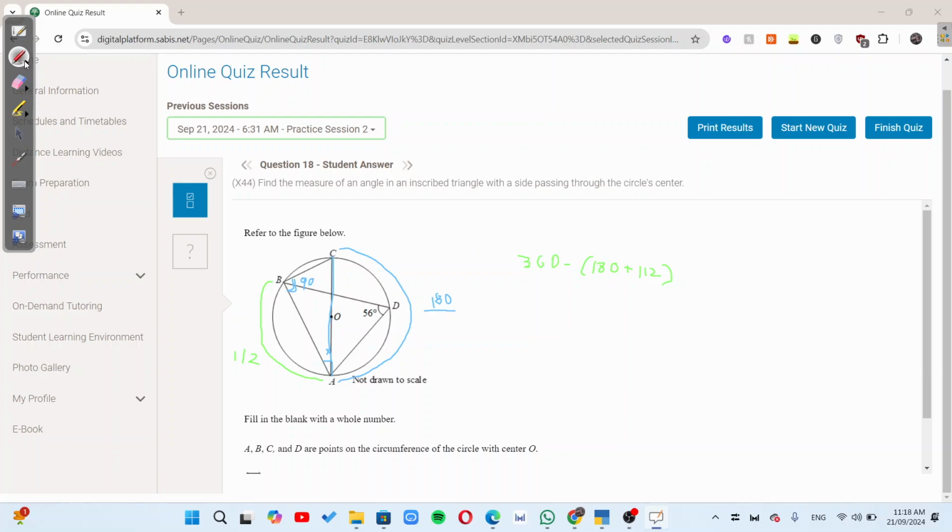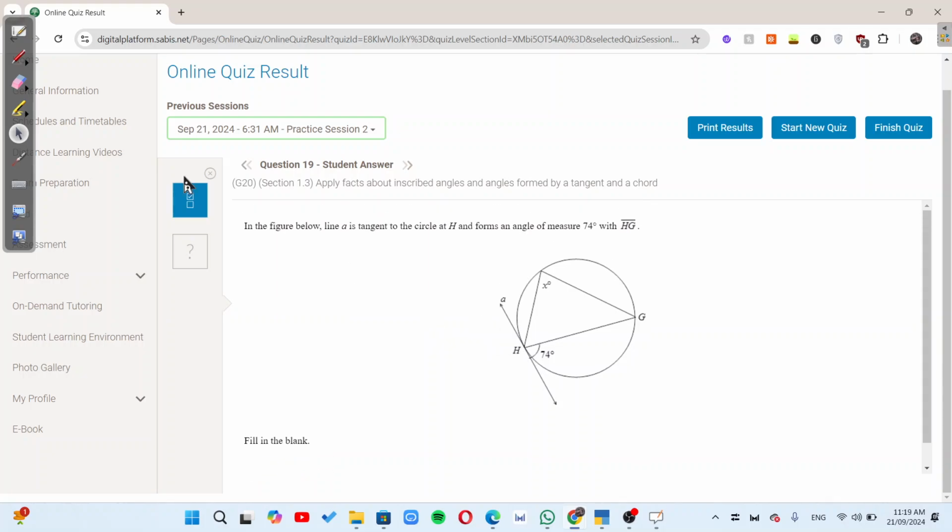So now you know that this little part here is 68. And this angle here, x, is facing it. So x has to be half of 68, and half of 68 is 34. So your answer is 34. Perfect. So now next question.